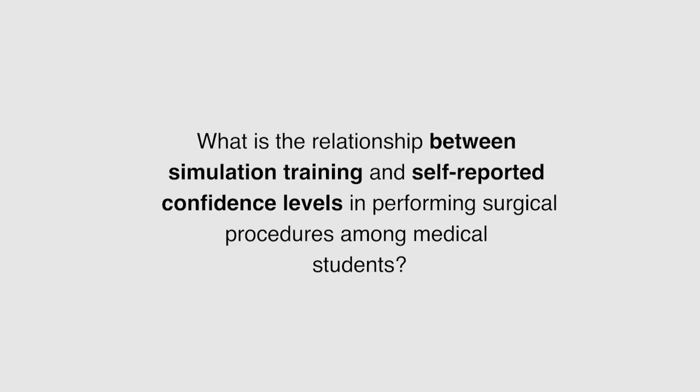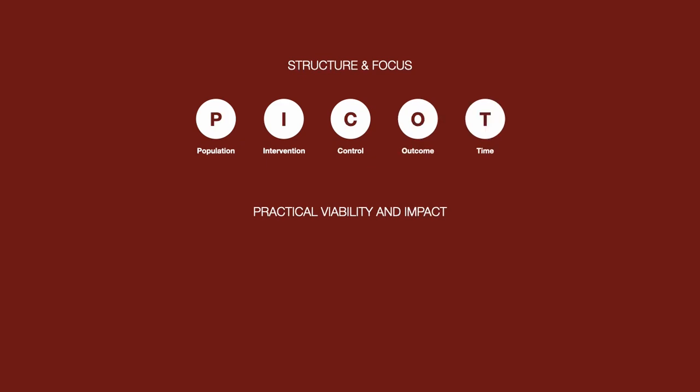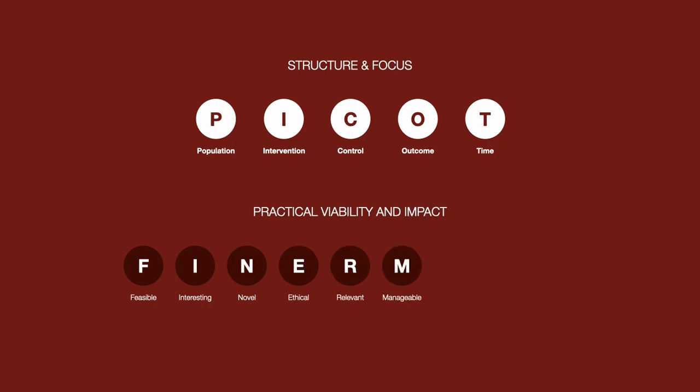So now that we have a draft research question, we need to critically appraise our question, looking at its structure and focus and practical viability and impact. And there are two frameworks we can use for this: PICO and FINER. PICO, or PICOT, stands for Population, Intervention, Control, Outcome, and Time Frame. So these are the components that should be included in the research question if possible. Next, we use FINER to assess its viability and impact, and this stands for feasible, interesting, novel, ethical, relevant, manageable, appropriate, potential value, and systematic. Consider if your question has these qualities.